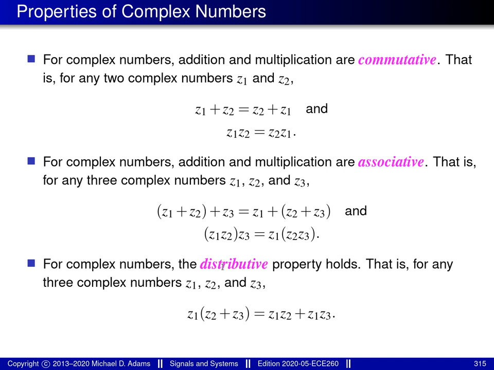And then lastly, we have the distributive property. The distributive property says that multiplication can be distributed across addition. So if I have something like this, two numbers added together multiplied by z1, I can distribute this multiplication across the addition operation to get the result on the right hand side.